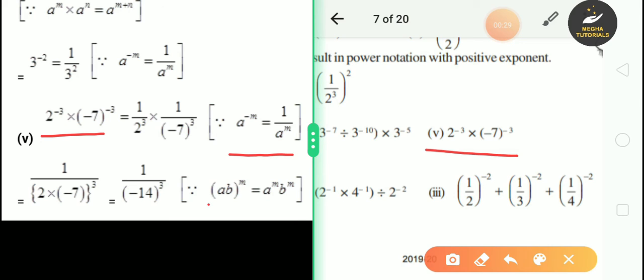Using this law, ab raised to m is equal to a raised to m into b raised to m. So 2 into minus 7 is minus 14, so we can write 1 upon minus 14 raised to 3. So this is the final answer.